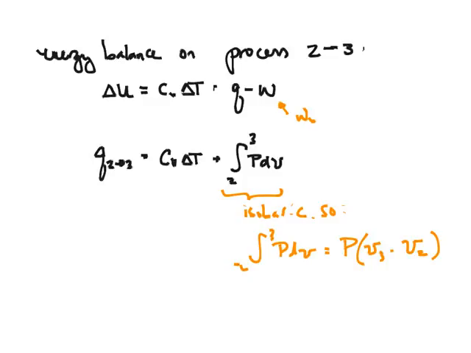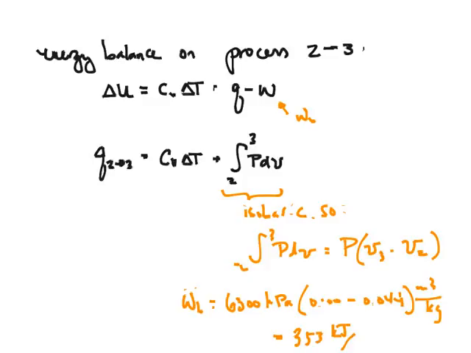Okay. So really nice and quickly, we can calculate our boundary work as being, and remember this is all on a per unit mass basis, so these should all be lowercase, 6,300 kPa times 0.100 minus 0.044 meters cubed per kilogram, and we end up with our boundary work is 353 kilojoules per kilogram.